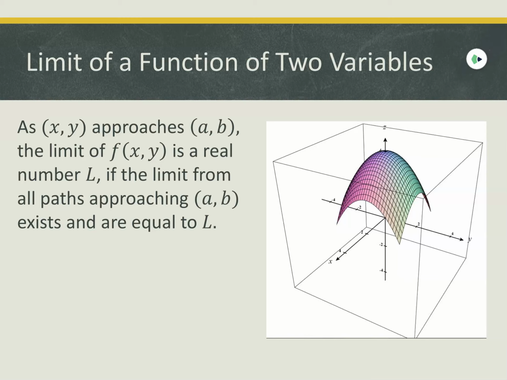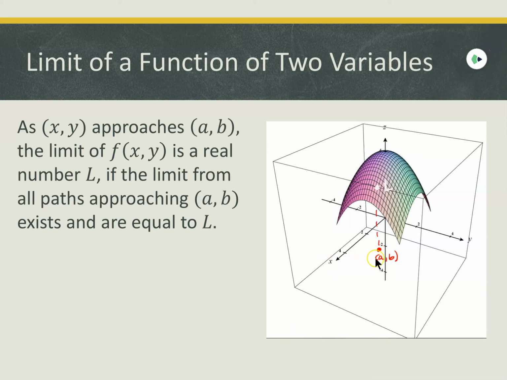Welcome. Let's take a look at an introduction to the notion of the limit of a function of two variables. So the idea is that as arbitrary points in the xy plane approach a fixed point, we'll call that AB, then the limit of the function f of x and y is some real number L if the limit from all paths approaching the point AB exists and is equal to L.